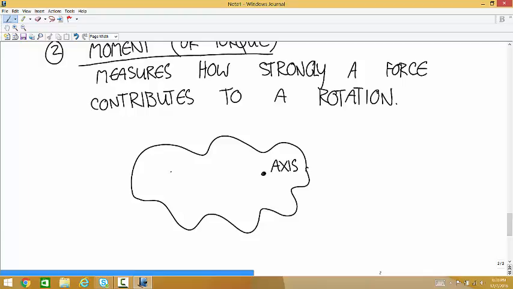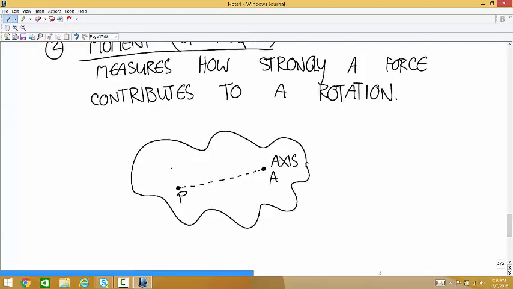and then a force is applied somewhere else away from the axis. So I'll call this point P. This axis I'll call A. And let's say that if you draw a line between where the force is applied and the axis, that line is perpendicular to the force. That isn't always going to be the case, but let's say that's the case for now. So let's say this is the force F. And those are perpendicular.